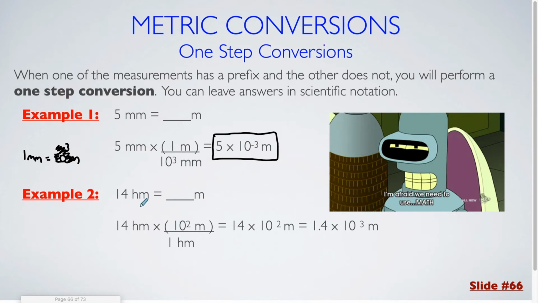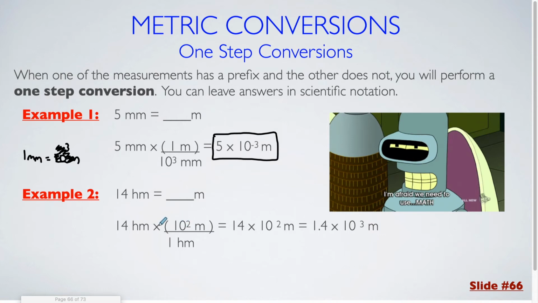In example 2, we have 14 hectometers, and we are trying to convert to meters. We're going to put HM on the bottom so that it cancels, M on the top since that's what we're looking for. Out of these two, hecto is larger, so that gets the 1, and the conversion factor for hecto goes in the empty spot, so 10 to the second.